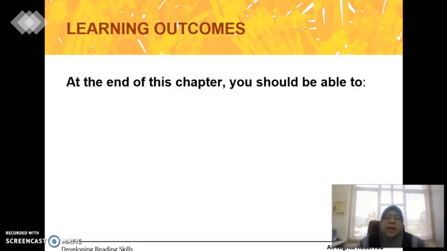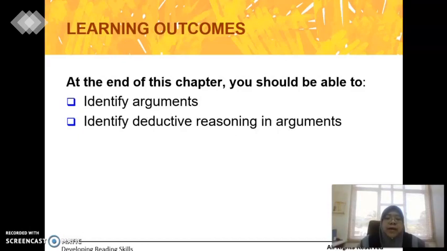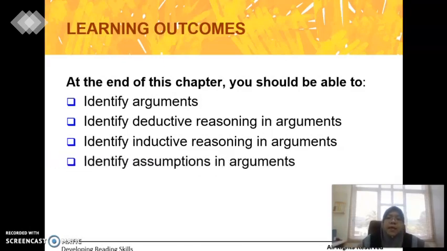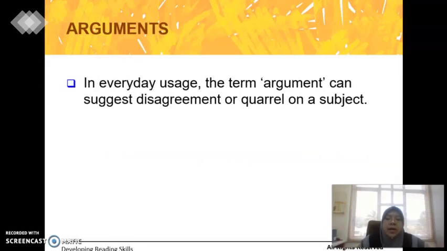Learning outcomes. At the end of this chapter, you should be able to identify arguments, identify deductive reasoning in arguments, and also identify inductive reasoning in arguments. It is very complicated. It's not that easy actually to identify deductive or inductive reasonings in arguments. So I hope that you can listen to my teaching today. And the last one is identify assumptions in the argument.